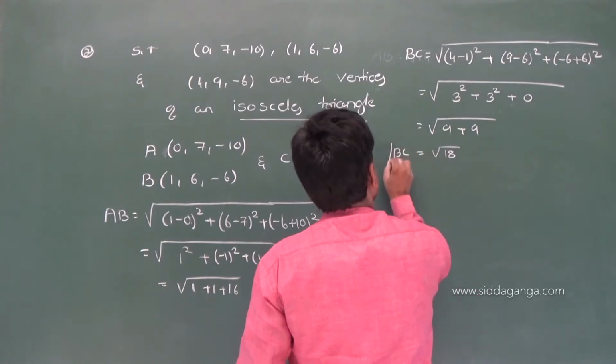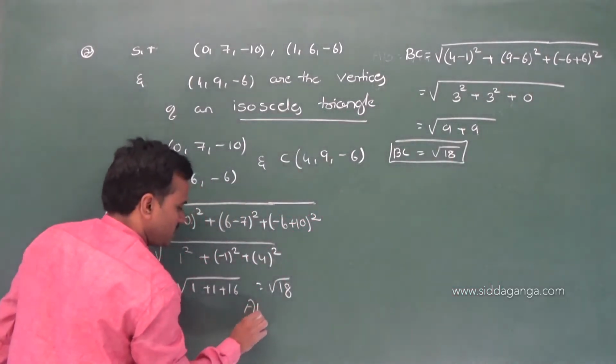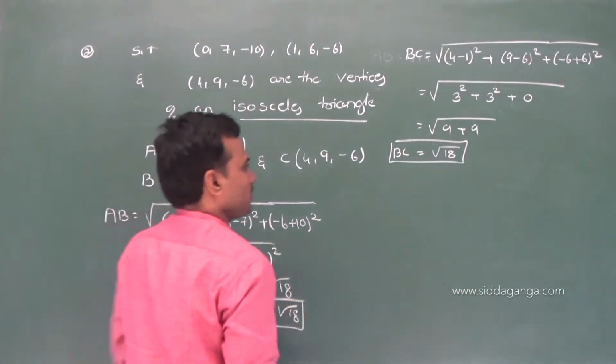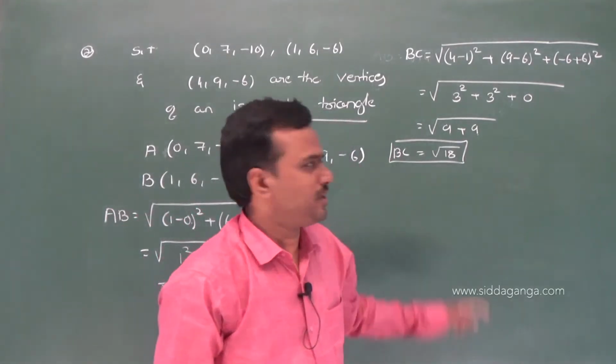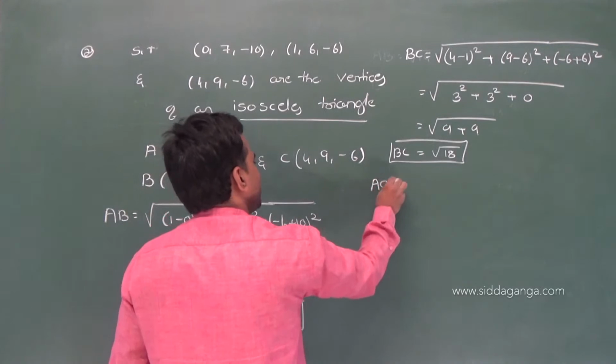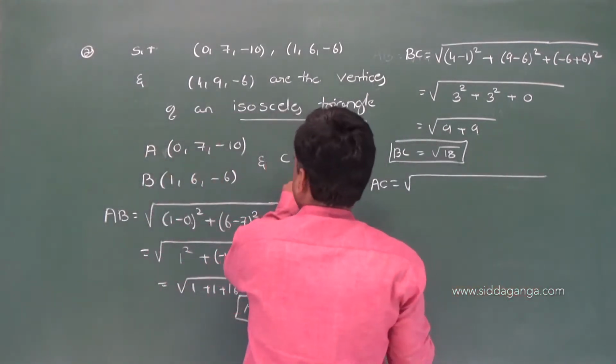You already observe the result. These two results. Distance from A to B is also root 18. Distance from B to C is also root 18. So similarly we find distance from A to C. I think this is no need, but also we find A to C.